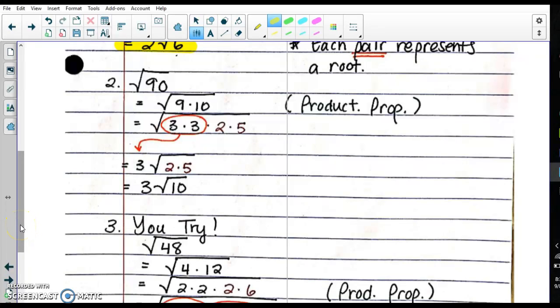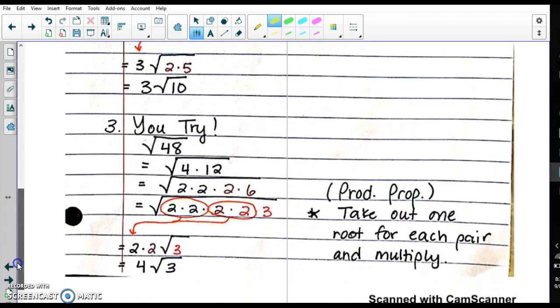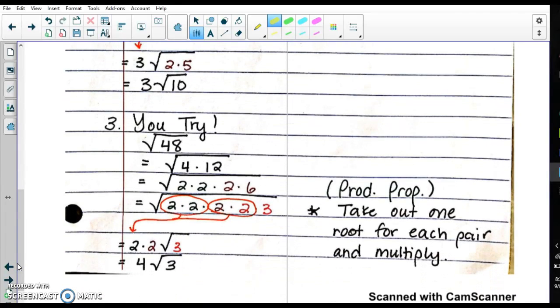Then I kept breaking down the 4 and the 12. So 4 became 2 times 2. 12 became 2 times 6. Break it down some more. The 6 became 2 times 3. And now I see I have 2 pairs of 2's.